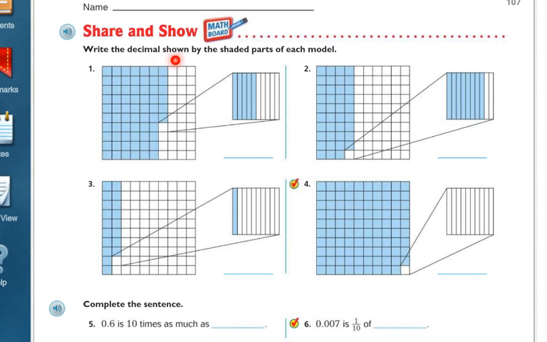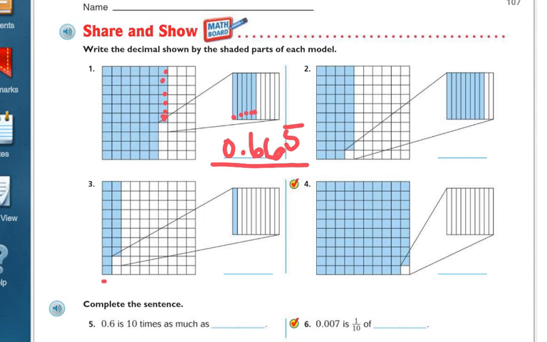Okay, share and show. Write the decimals shown by the shaded part of each model. So here I'm going to look, and they want to know what this little part is right here, okay? So if I'm looking at it, I have 1, 2, 3, 4, 5, 6, right? So I'm going to have 0.6, and then how many do I have here? I have 1, 2, 3, 4, 5, 6, 0.6, okay? And then this little square right here, I have 1, 2, 3, 4, 5. So I have 0.665, or 665 thousandths.